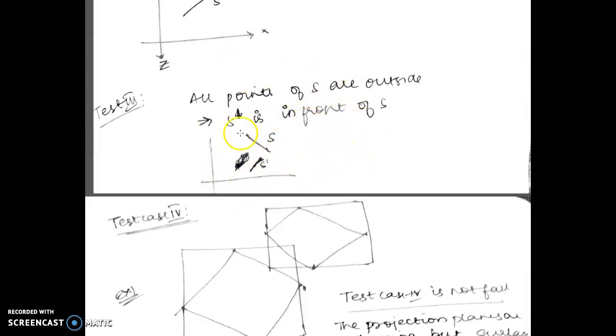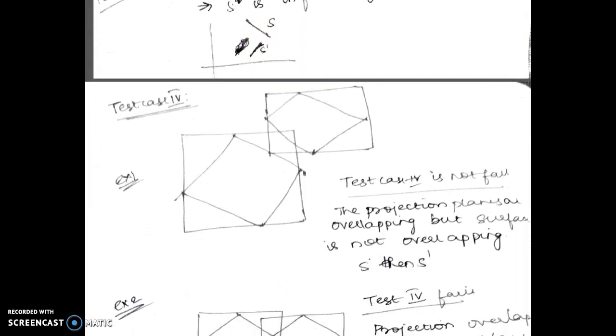What it says is that when all the points in S dash are substituted in the S equation, everything must be greater than 0. That is, S dash must be completely in front of S. Then the final test is the fourth test.